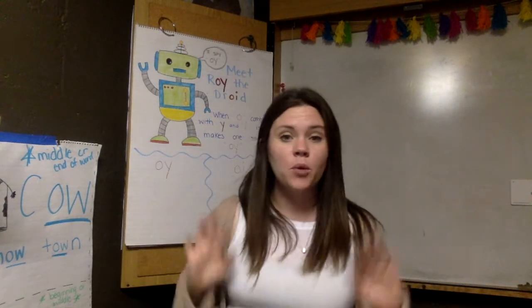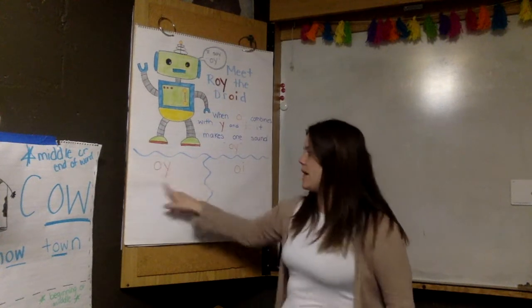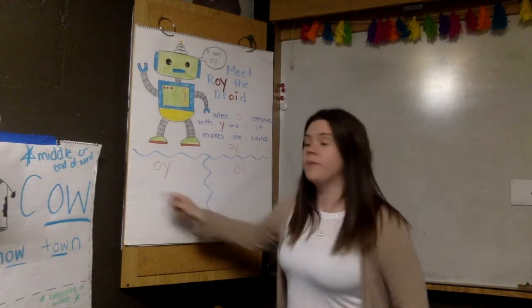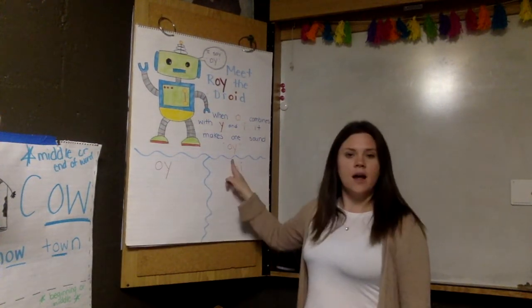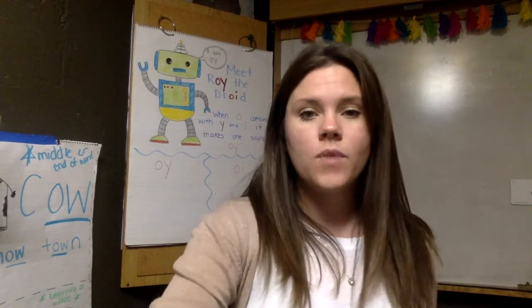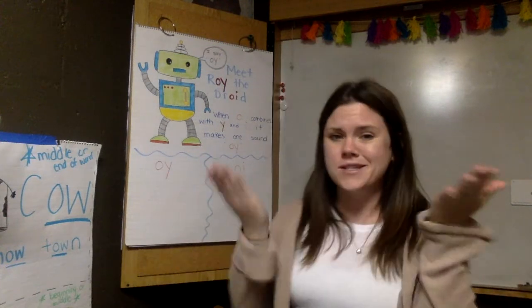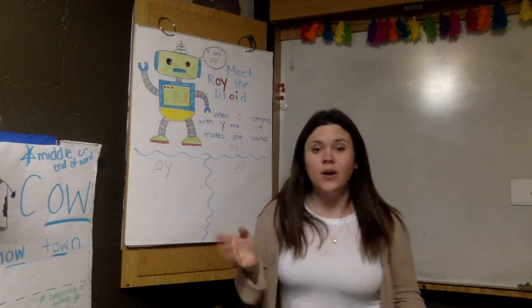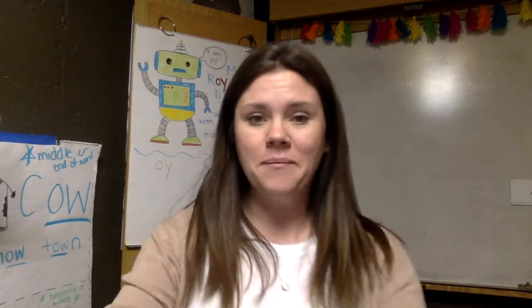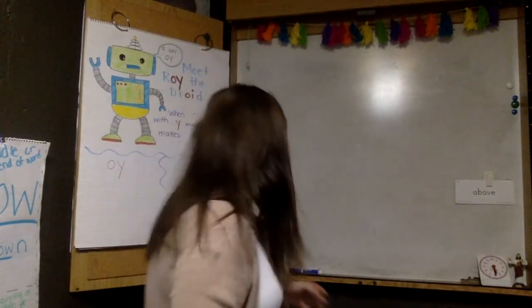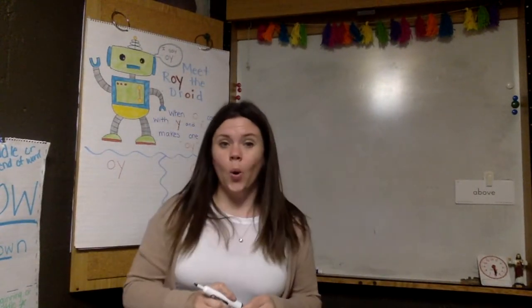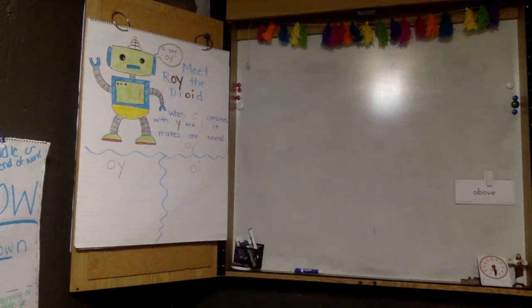That's going to help us when we're reading. If I see this combination, I know it's going to say oi. If I see this combination, I know it says oi. But when I try to hear a word and write it down, am I going to know the difference? It's going to be difficult, and that's why we practice. So let's practice writing some words with that oi sound right now.